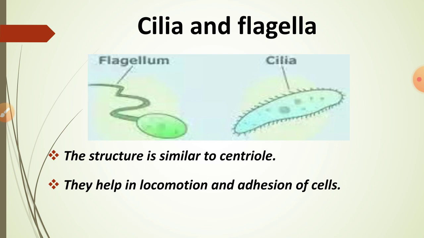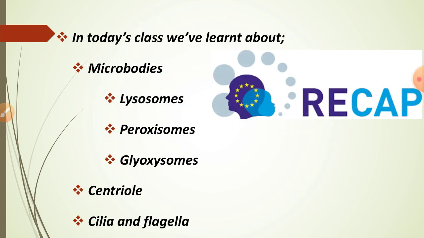So locomotion means it is helpful in movement from one place to another place, and adhesion of cells means it is easily attached to other cell organelles or other parts of the cell. So this is the function of cilia and also flagella.